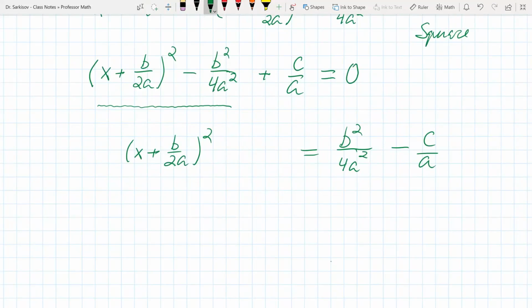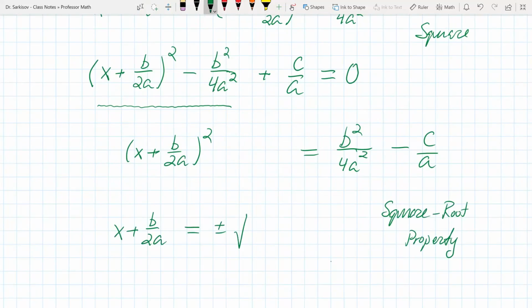There's something called the square root property, right? So by that square root property, we have now what? X plus b over 2a without that squaring, right? We don't square that anymore. And that's equal to plus or minus the square root of all this material here. And what is b squared over 4a squared minus c over a? Let's see. B squared over 4a squared minus ac over a.